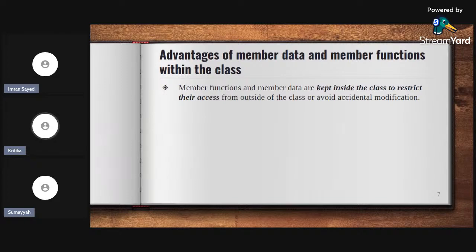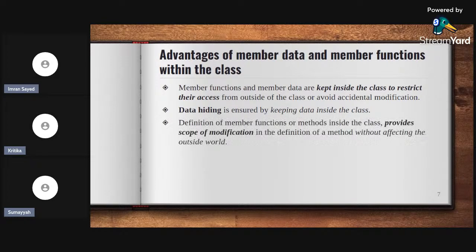Advantages of member data and member functions within the class. Member functions and member data are kept inside the class to restrict their access from outside of the class or avoid accidental modification. Data hiding is ensured by keeping data inside the class. Definition of member functions or methods inside the class provides scope of modification in the definition of a method without affecting the outside world.